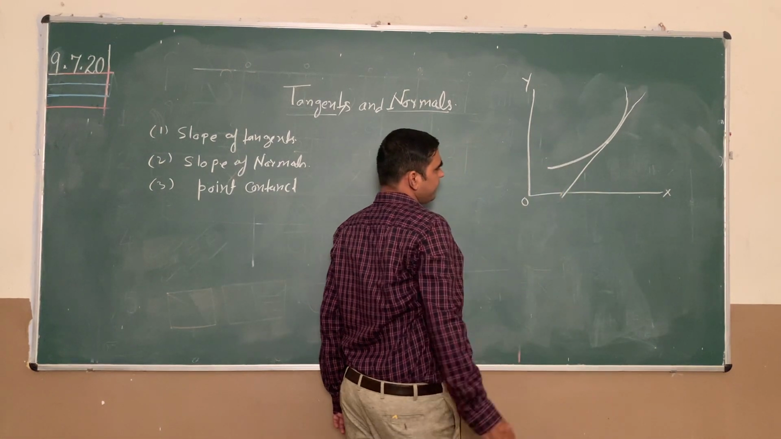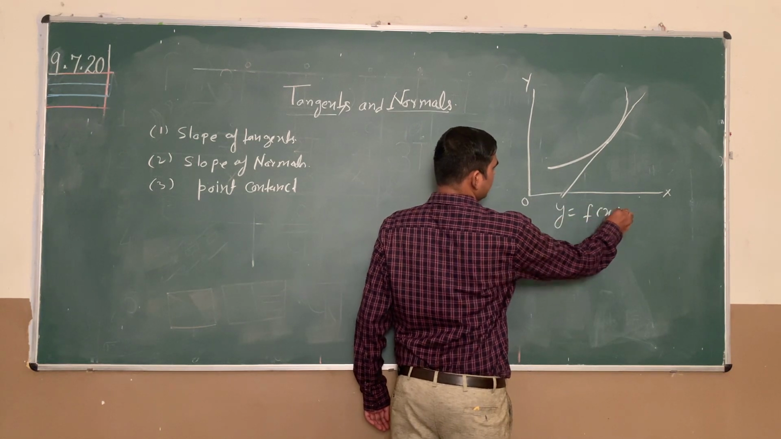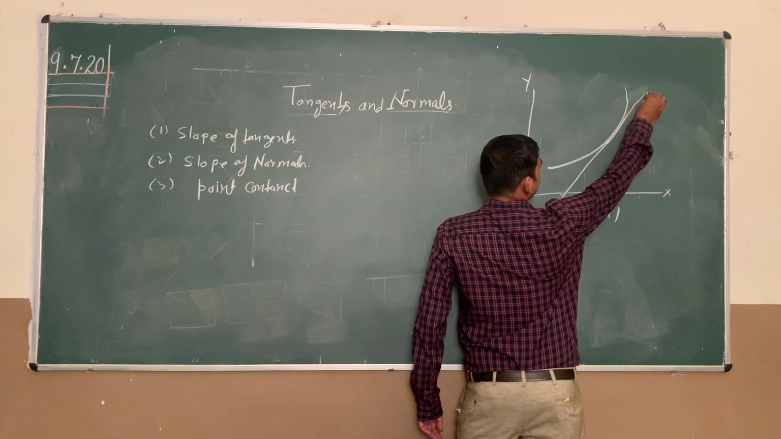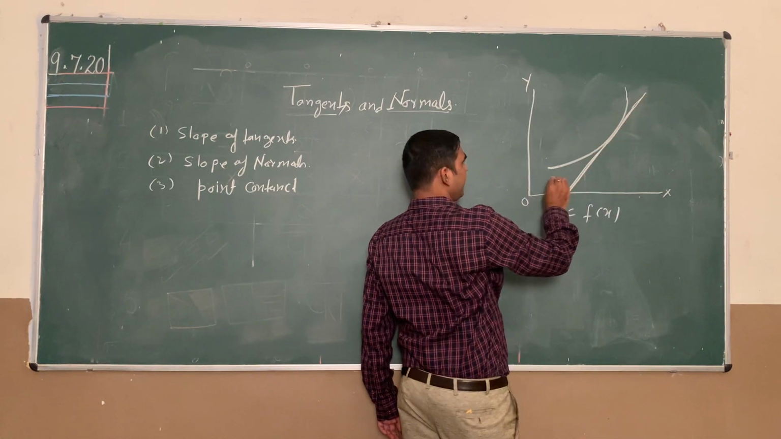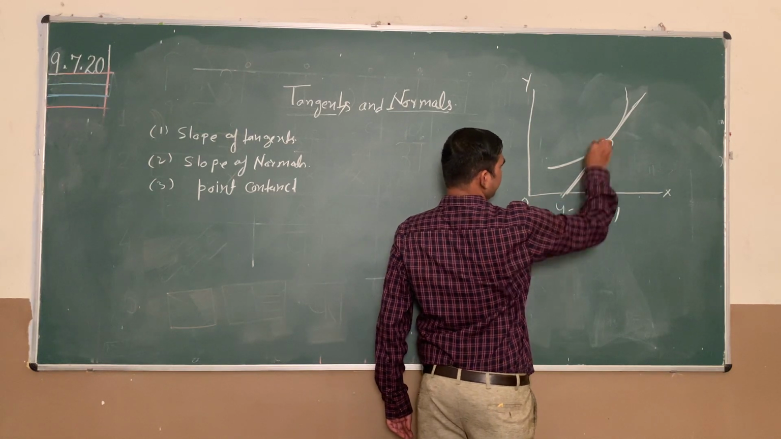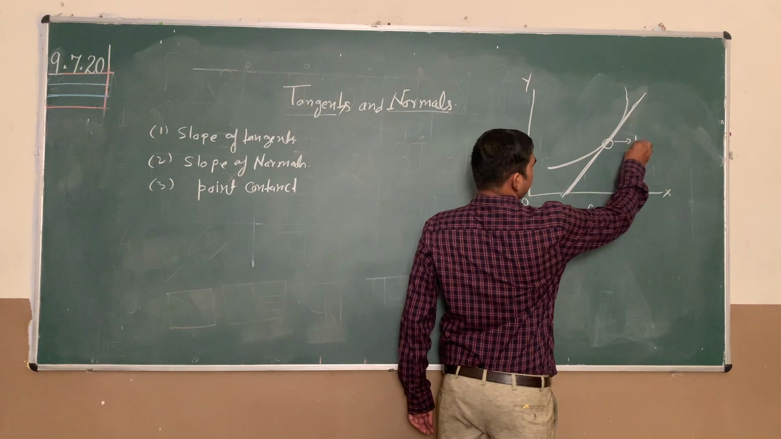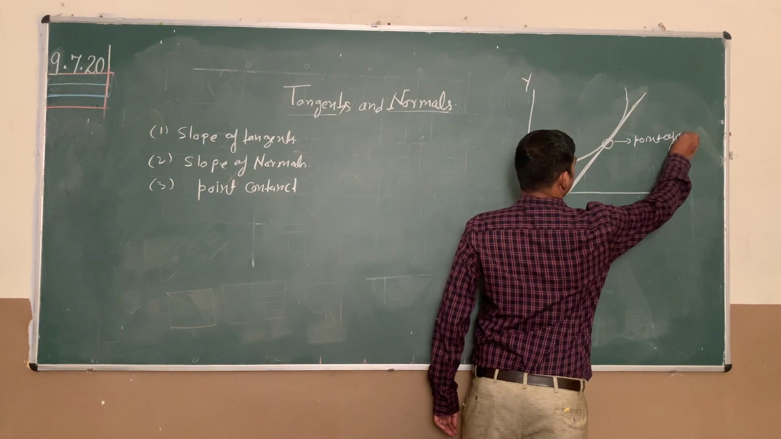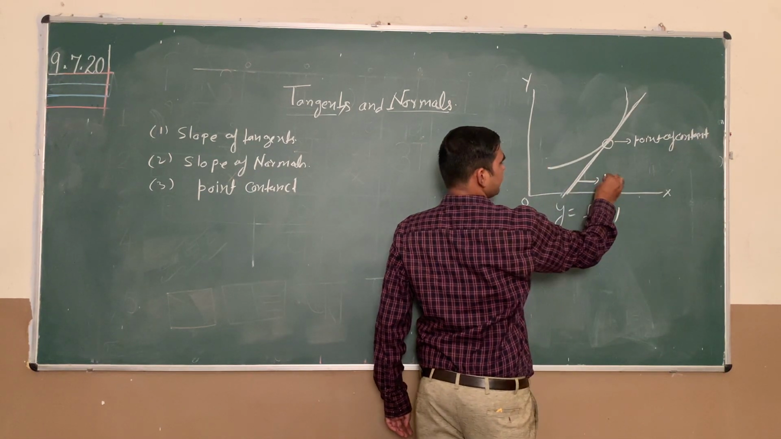So first here you see we consider x-axis and y-axis and curve y equal to f(x). If you draw a line on this curve in such a way this line touches this curve at a single point, then this point is known as point of contact. Okay, point of contact, and this line is known as tangent.